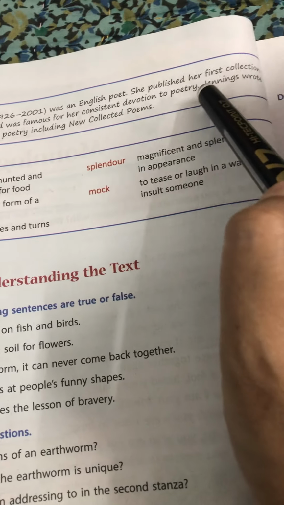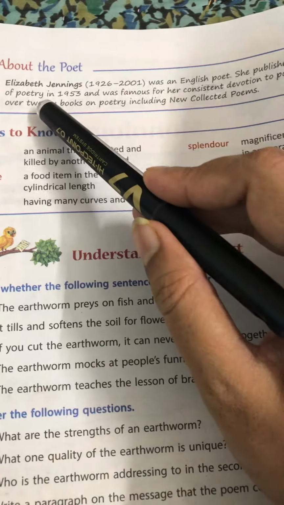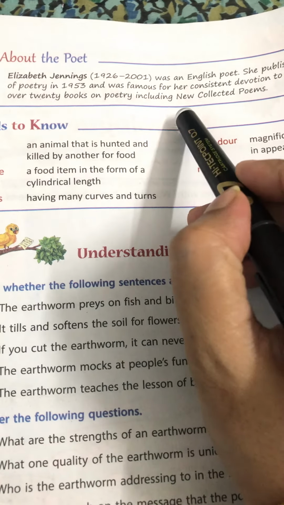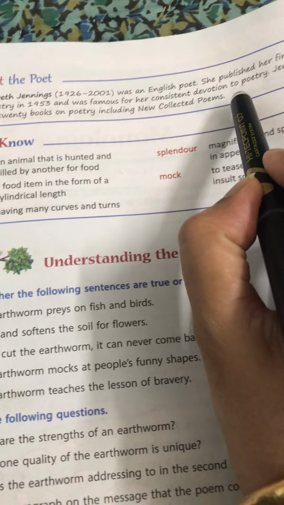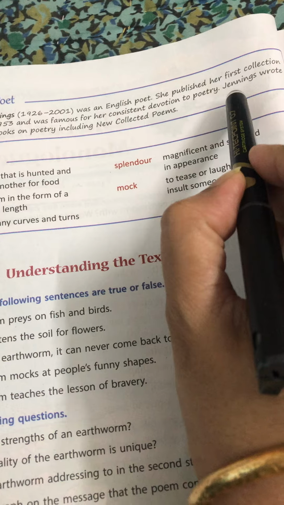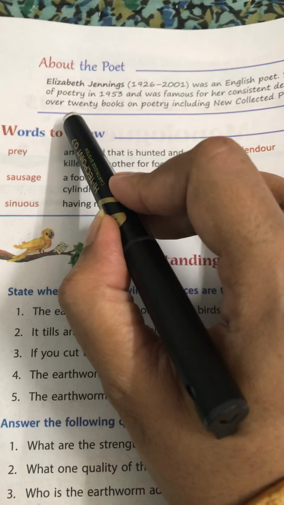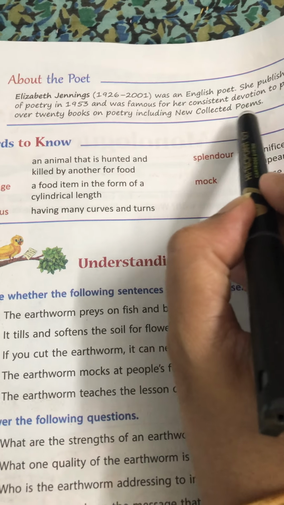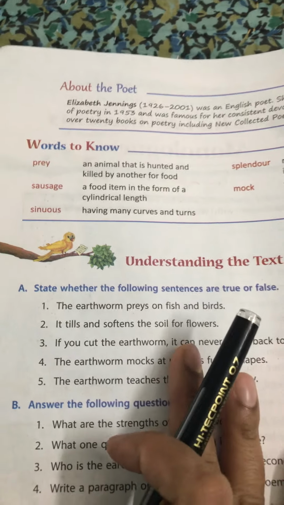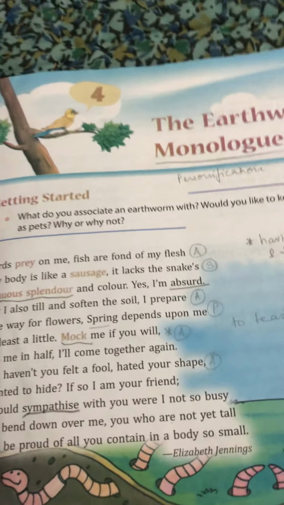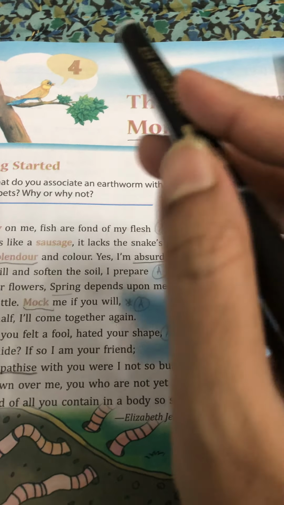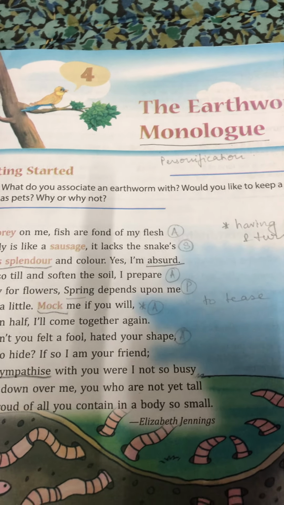She published her first collection of poetry in 1953 and was famous for her consistent devotion to poetry. Jennings wrote over 20 books of poetry, including New Collected Poems. Now, students, I would like to brief you about what is meant by monologue. Monologue means a long speech given by a single person.